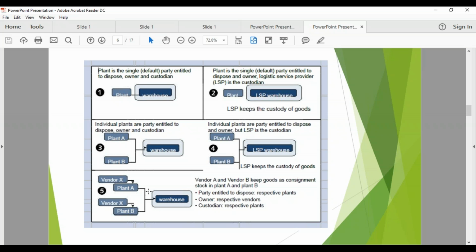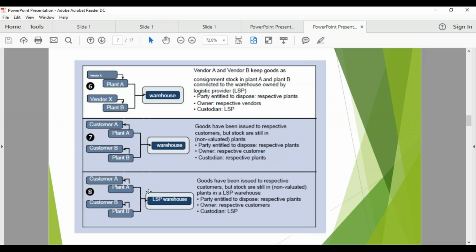And one more thing is that sometimes we have vendor consignment scenarios, where the vendor holds the stock. The vendor provides the stock to the plant. At that time the warehouse will be the custodian for that, and the respective vendors will have the ownership of the product. And then we have the same scenario at the LSP level also.